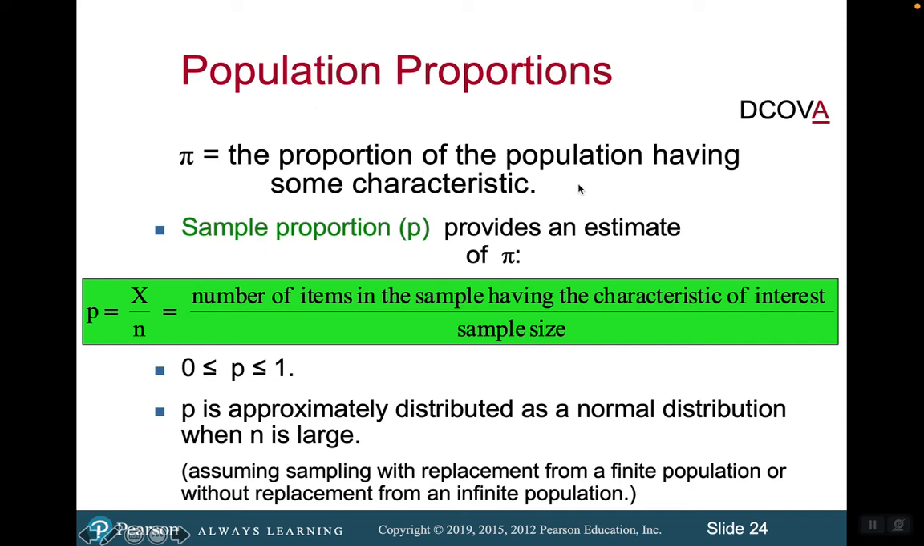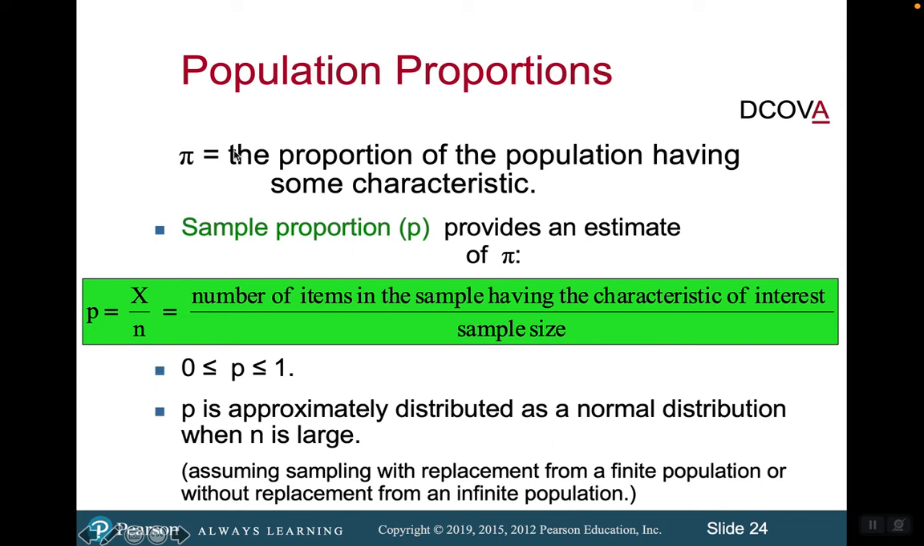All right, so we have a population. What proportion of a population has some characteristic? So we take a sample of it. That proportion is basically dividing x by n, which is the number of items in the sample having the characteristic, over the sample size.